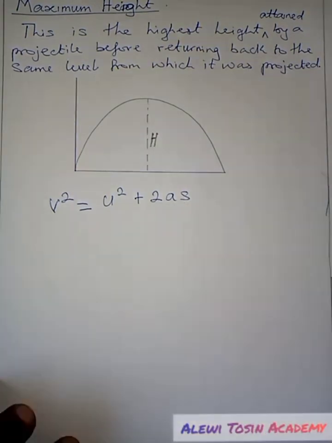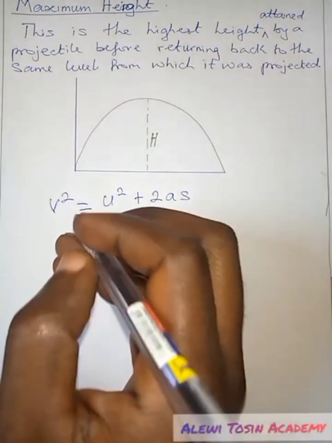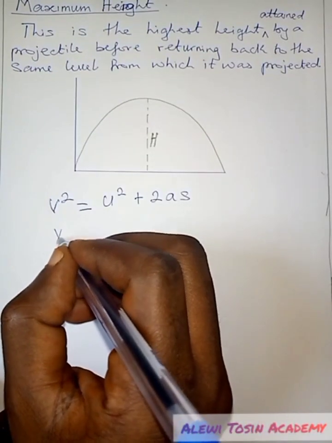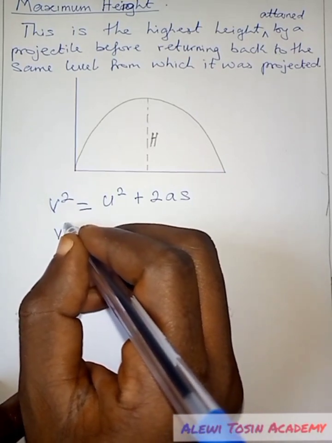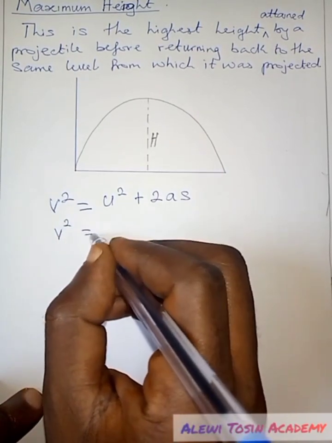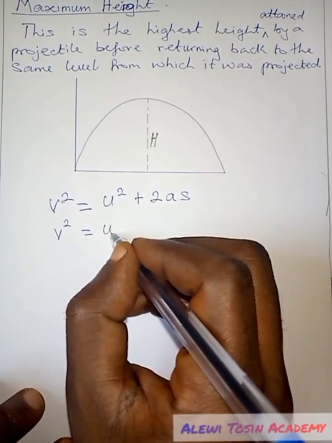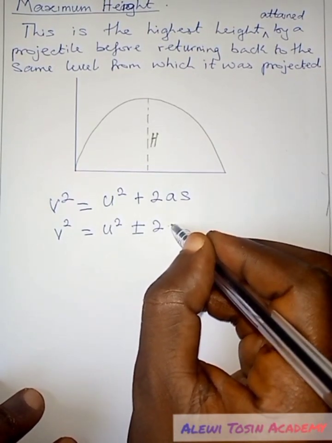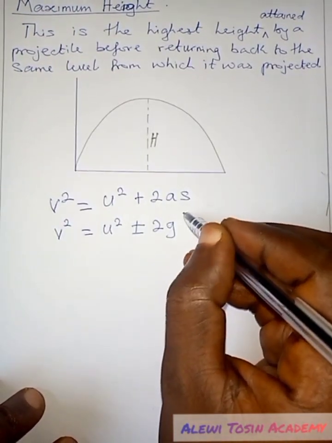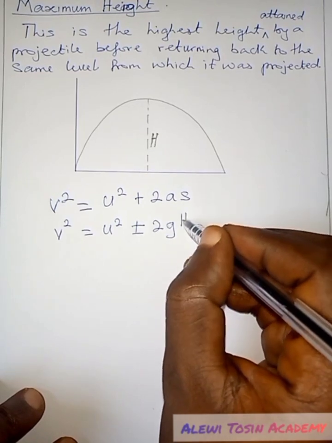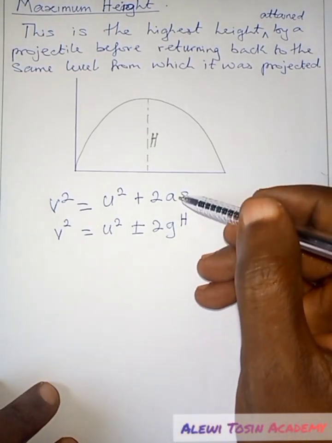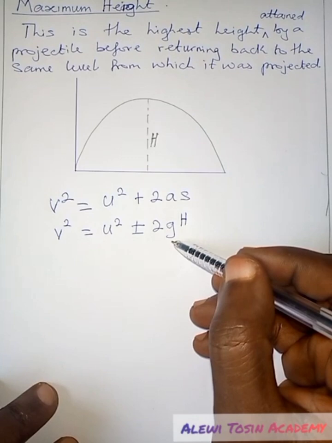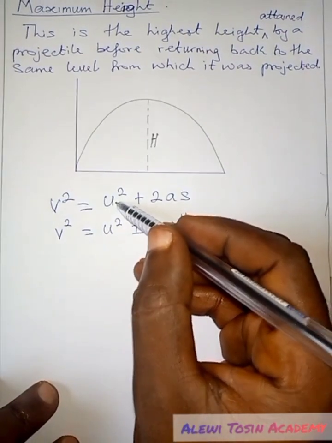Now, under gravity, when the body is under gravity, we say v squared equals u squared plus or minus 2gs, where s now becomes the height, because it's under gravity. Your acceleration becomes g, acceleration due to gravity, and your u remains the same.